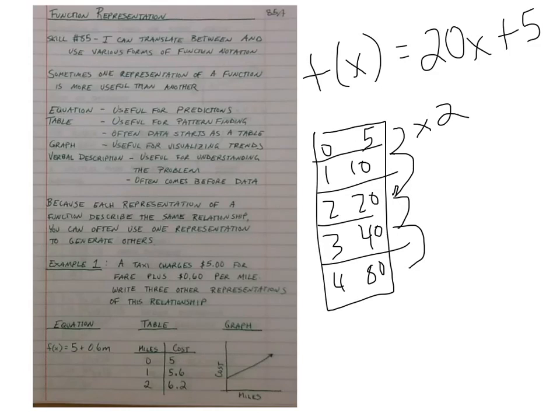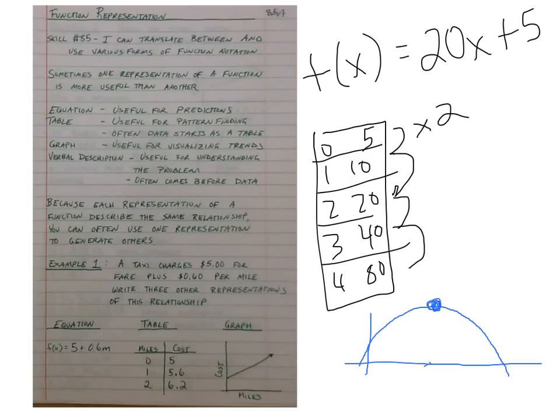A graph is useful for visualizing trends. So you might have something where as you increase the price, you increase your profit, but there will become a point where your price gets too high and your profit starts to plummet. And that's useful for business because you want to figure out the price that's going to give you the maximum possible profit. And oftentimes the graph is the best way to see that.